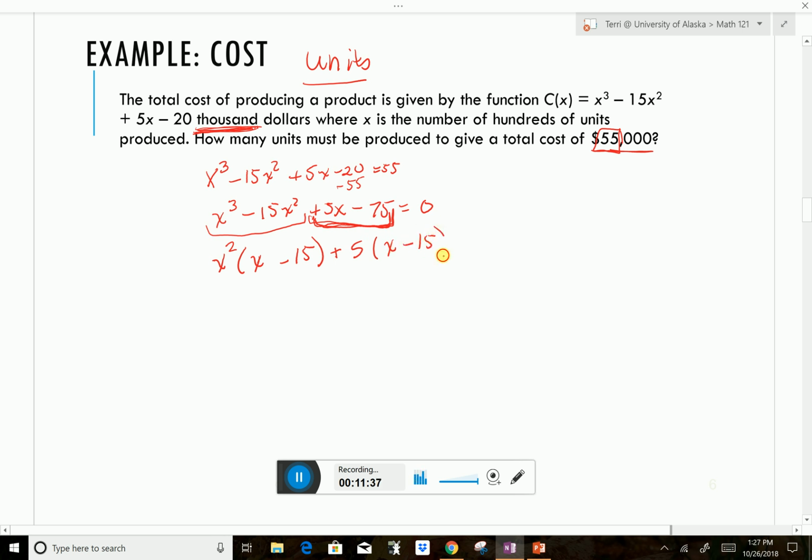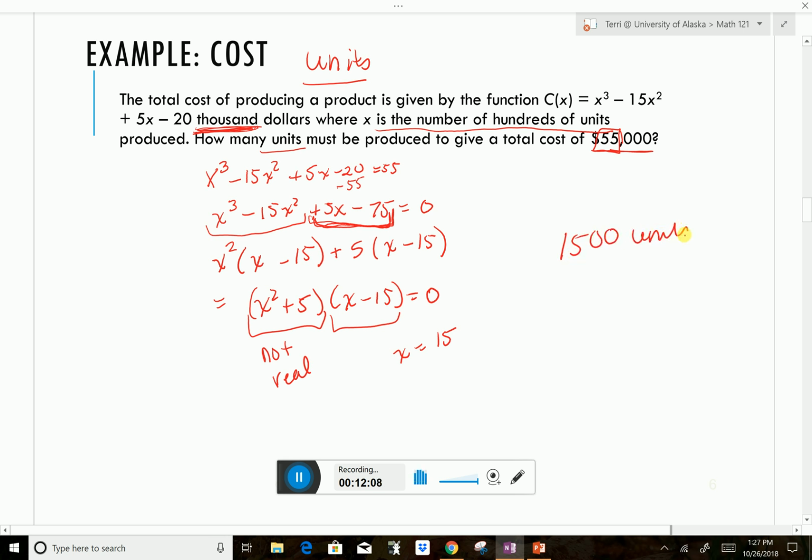X minus 15. So what I end up with is x squared plus 5x minus 15 equals 0. So I know that x plus 5, that's not real, so it doesn't really matter. It's not factorable. So then I know that x must be 15. So that's my answer. x gives the number of hundreds of units. So the answer is 1,500 units give a total cost of $55,000.